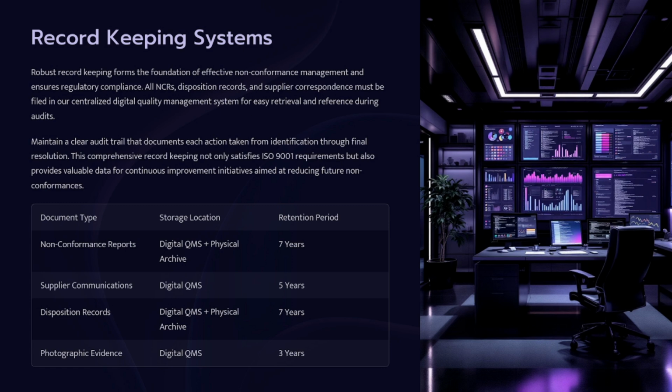All NCRs and their disposition records and supplier correspondence must be filed in our centralized digital quality management system for easy retrieval and reference during audits. Maintain a clear audit trail that documents each action taken from identification through final resolution. This comprehensive record keeping not only satisfies ISO 9001 requirements but also provides valuable data for continuous improvement initiatives aimed at reducing future non-conformance reports.